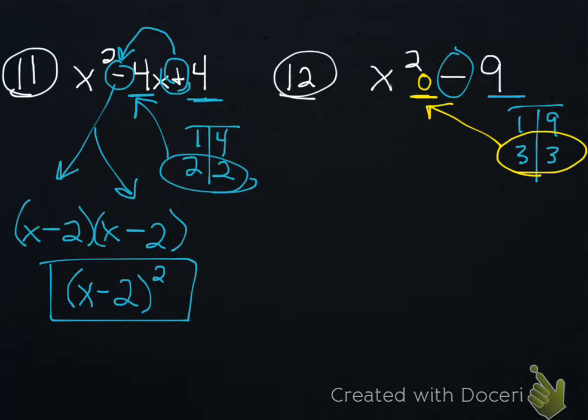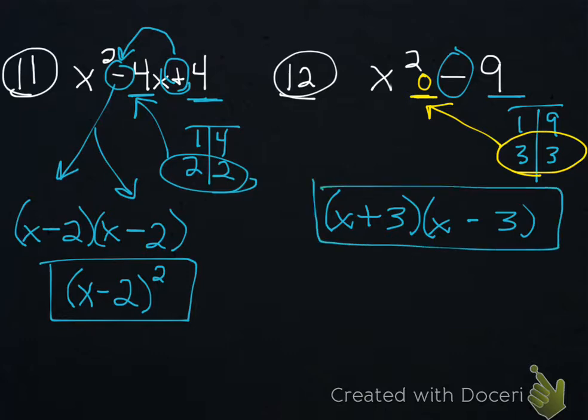So now I can write my binomials. X is in front, 3's at the end. Just like before, because the 9 is negative, both of them have to have opposite signs. So one is plus and one is minus. It doesn't matter which one because they're both a 3. So my answer is x plus 3, x minus 3.